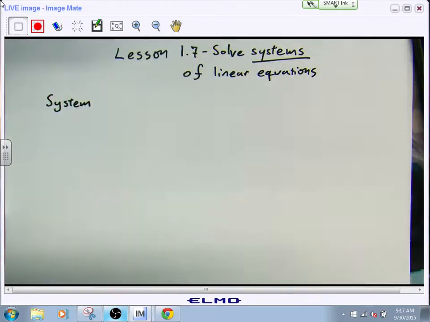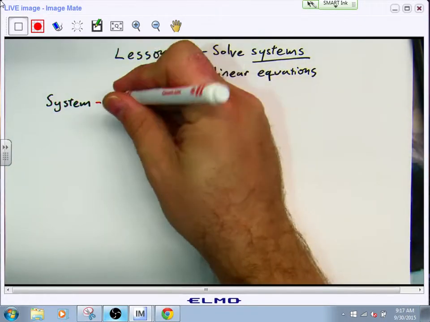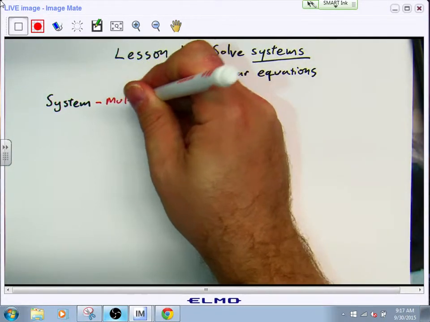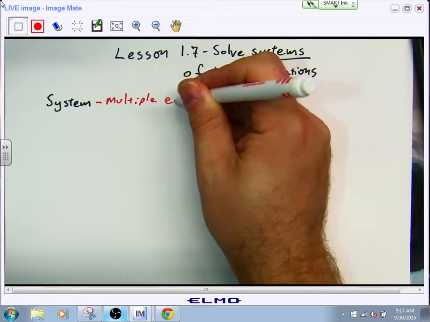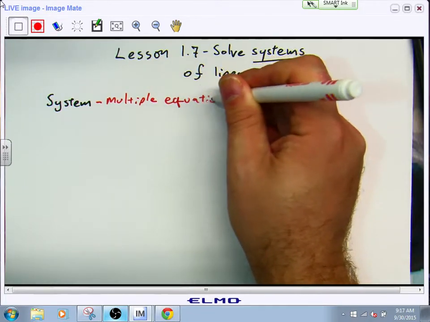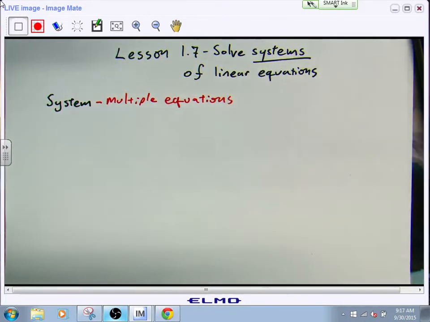A system, I mean, this isn't that complicated. All that a system is, is multiple equations. Multiple equations. And so when we're saying solve a system of equations, we're trying to see where multiple equations are true at the same time.